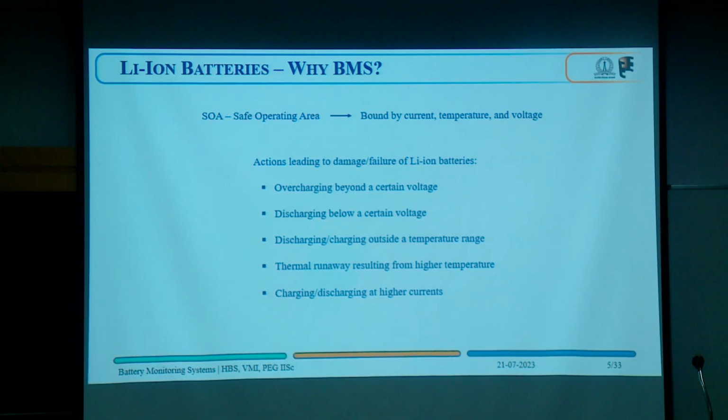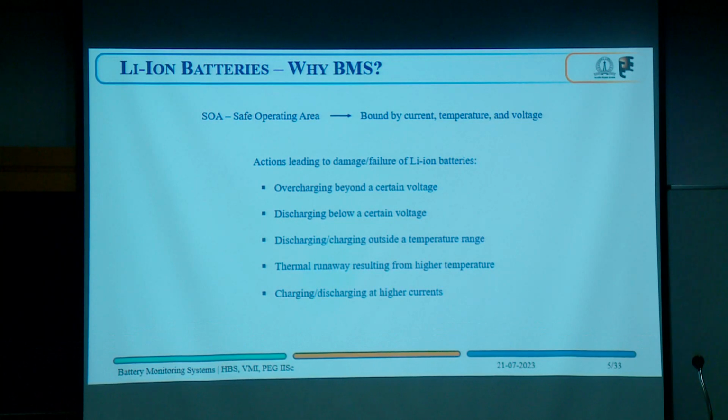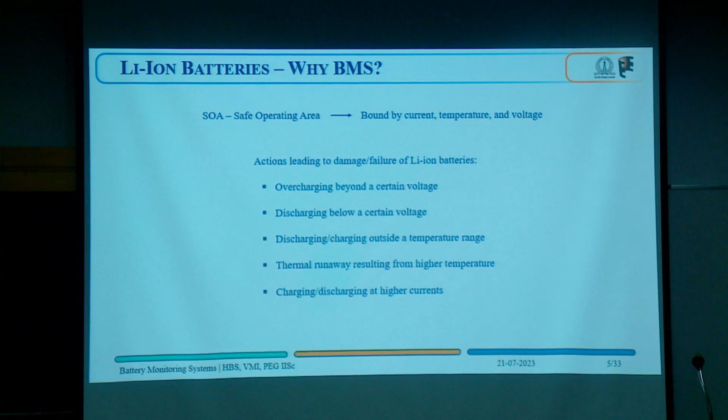Then charging and discharging at higher currents. We all talk about fast charging, but how safe is that? Or are we degrading the battery? Is the battery life still 10 years, 15 years, or has it gone down by 3-4 years? Those things we need to see. If it is operating in the safe operating area even after fast charging, then it is fine. If it is not, then it's a problem. So these things we should keep in mind when we are talking about lithium-ion cells or batteries.